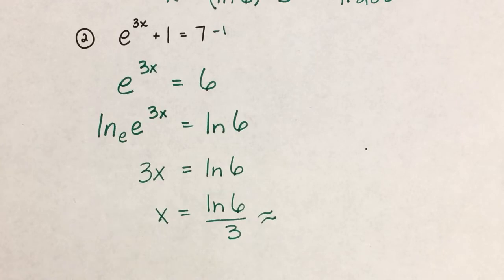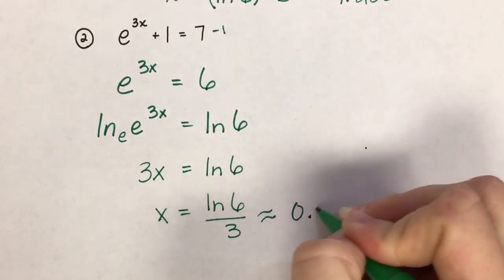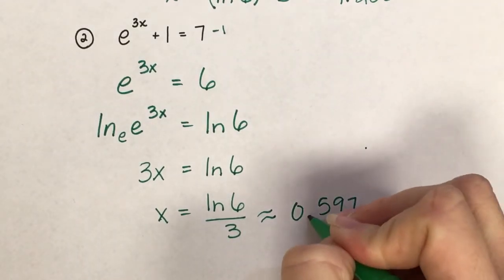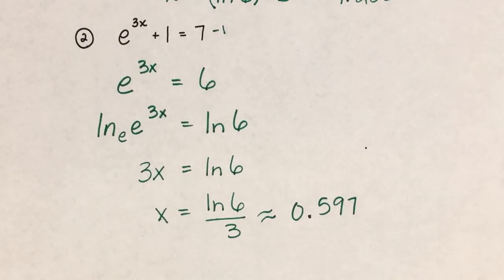So your approximation would be 0.597. Okay, now like I said, I've rounded all of these to 3 decimal places. Just make sure that you read your instructions in Math Excel and you round the correct way there.